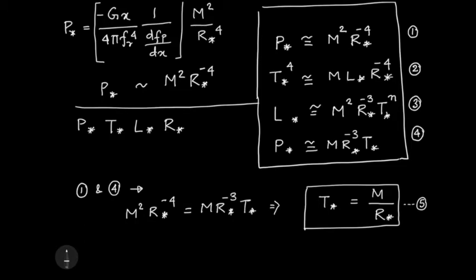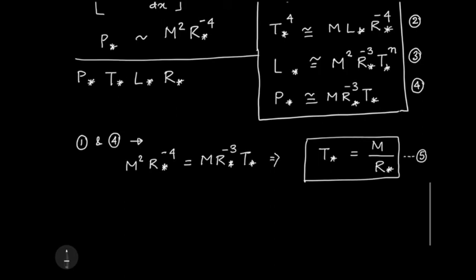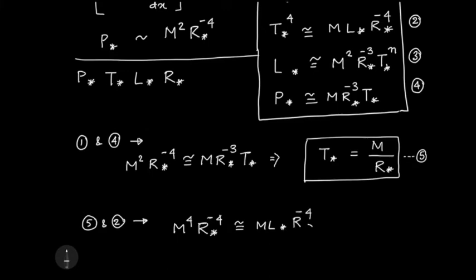Now that I know that T star is M by R to the power 4, I can use M by R star with equation 2 and write down L. So 5 and 2, let's see what it will give. 5 is M by R, so I get M to the power 4 by R star to the power minus 4, and in the right hand side I have R to the power minus 4. These are all tilde equal signs because, as you see, they're not exact equalities. So R to the power minus 4 cancels out from both sides.